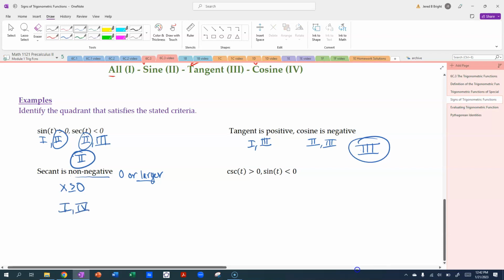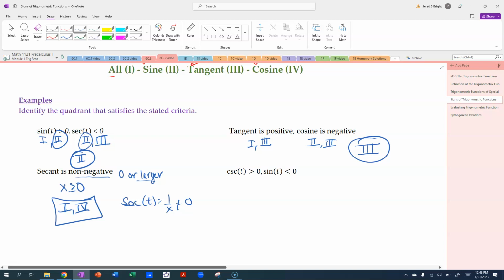And secant would be 0 nowhere. Because if you think about this, secant of t is 1 over x. If this is equal to 0, we'd have to have 0 in the numerator. So this can't ever happen. So it's just in these two quadrants. And this was kind of a trick question. Can you have just one? No, these two can happen.